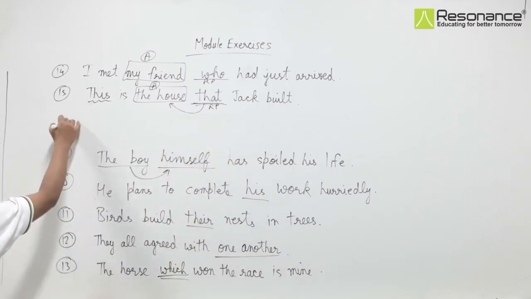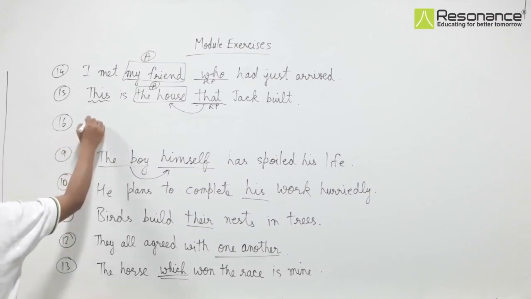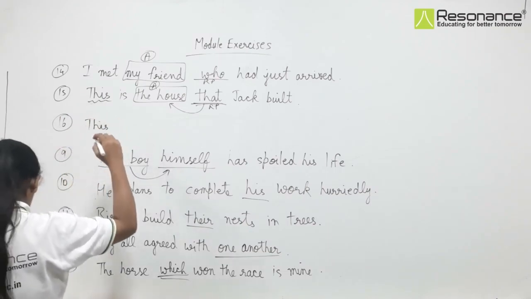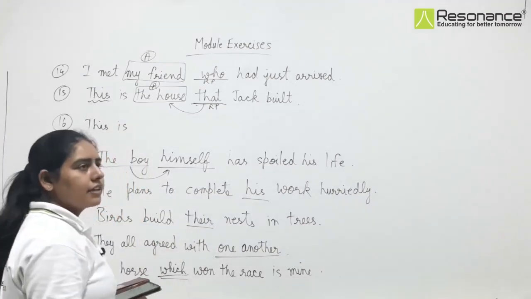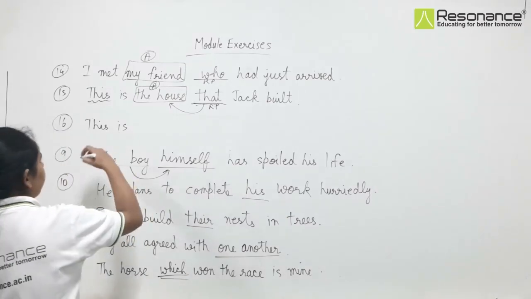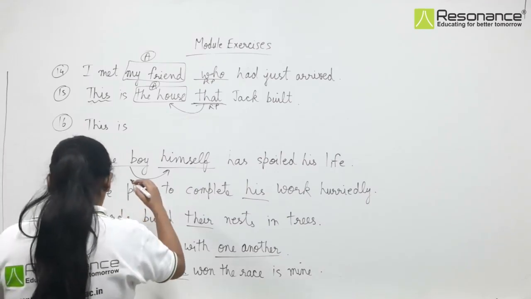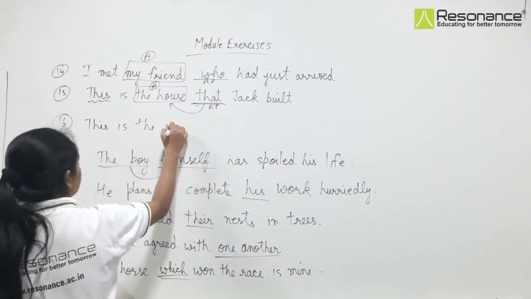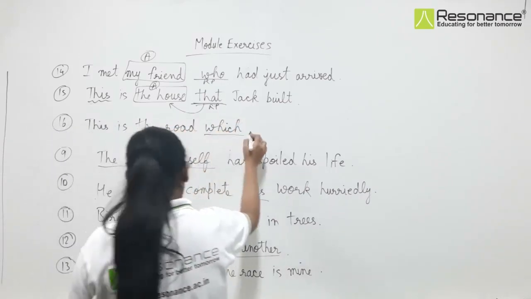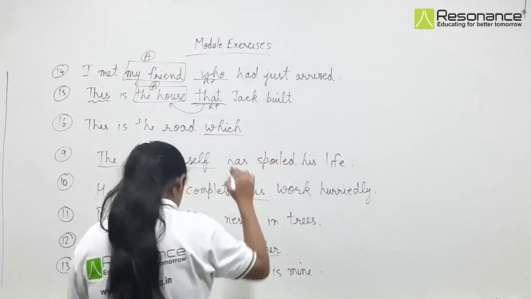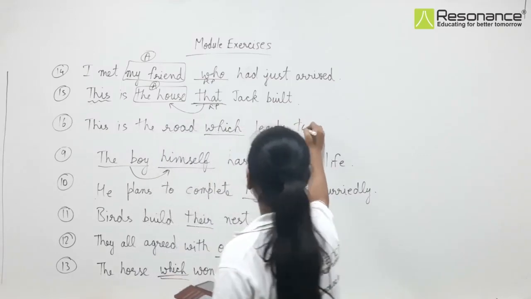Last question, 16th. This is the road, it leads to the railway station. This is the road. Now here which is given in the bracket, so you have to use which only. See, both are equally correct. You can use that and which, but still, if they have given only which in the hint, then you will use which here. This is the road which leads to the railway station.